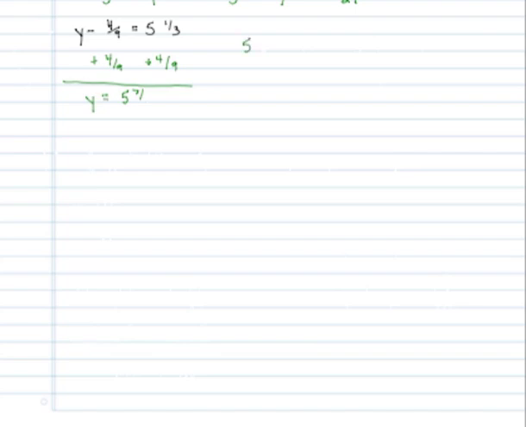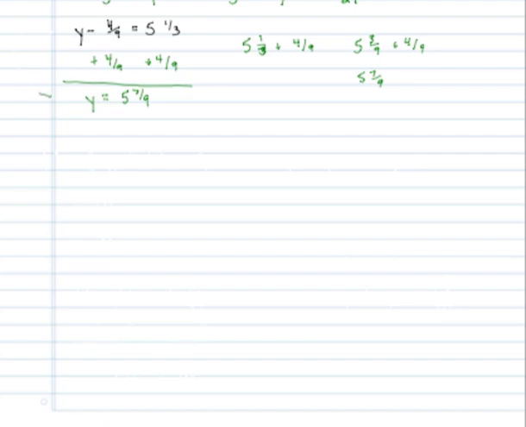So let's just take a look over here to the side. 5 1/3 plus 4/9. That's what we need to get. Because we're adding fractions, we need to get common denominators. So we're going to change 5 1/3 to 5 3/9 and keep 4/9 the same. So 5 3/9 plus 4/9 is going to be 5 7/9. So y equals 5 7/9.